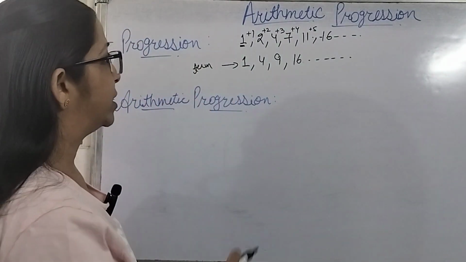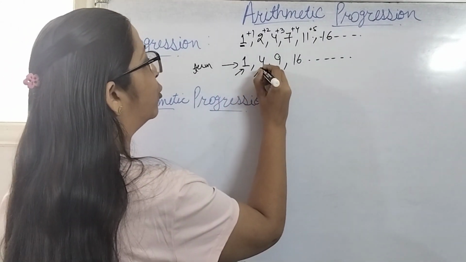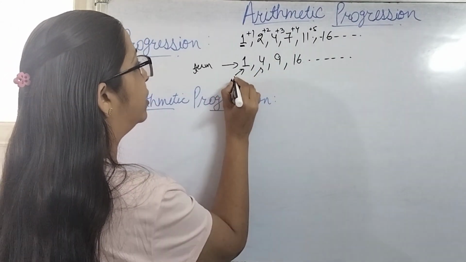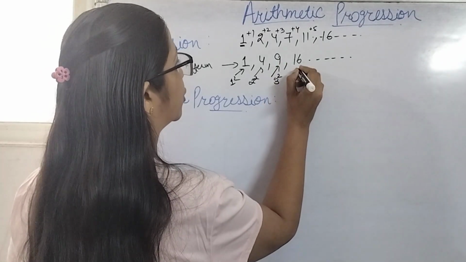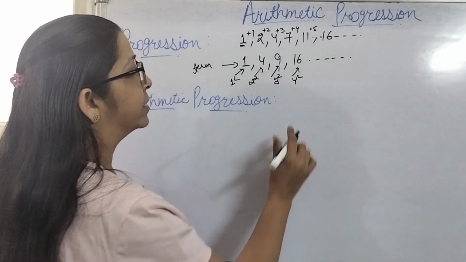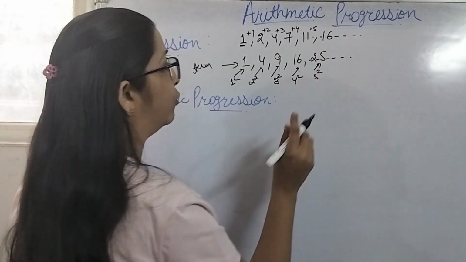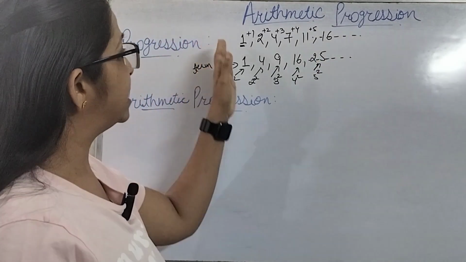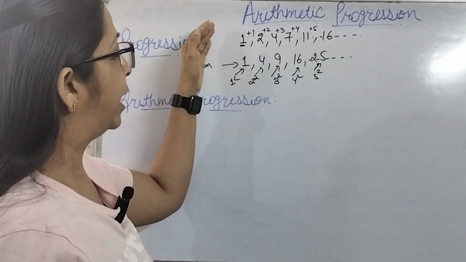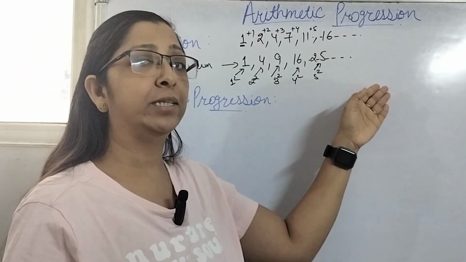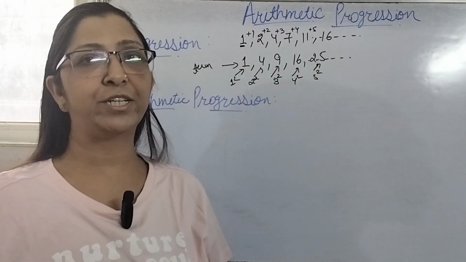In the second sequence, if we see, 1 is the square of 1, 4 is the square of 2, the square of 3 is 9, the square of 4 is 16. That simply means the next term will be 25, that will be the square of 5. So in these types of sequences where we are following some pattern and by that pattern we will know what the next term will be, these types of sequences are known as progression.